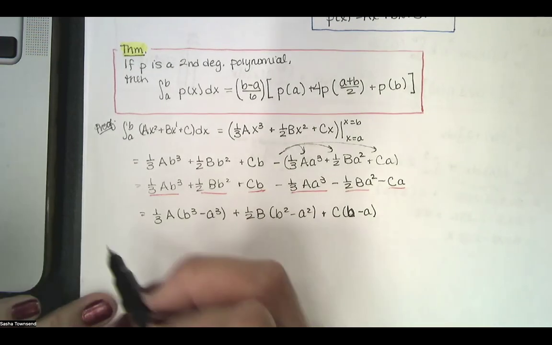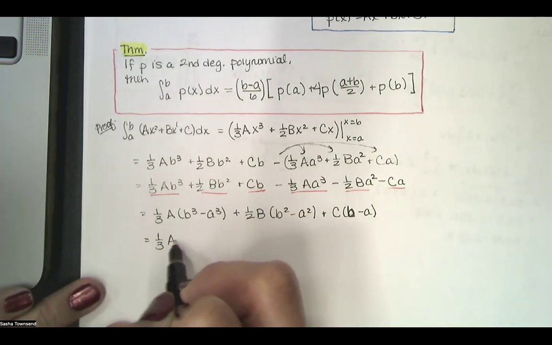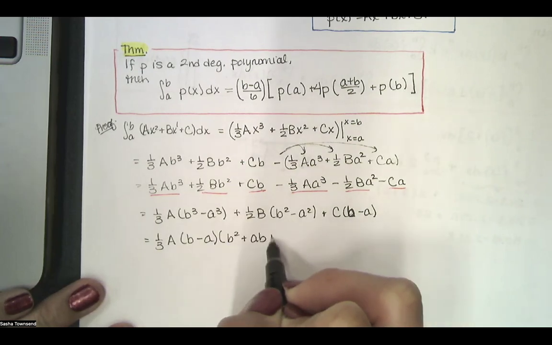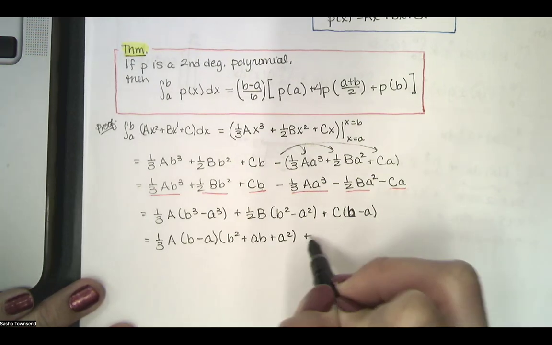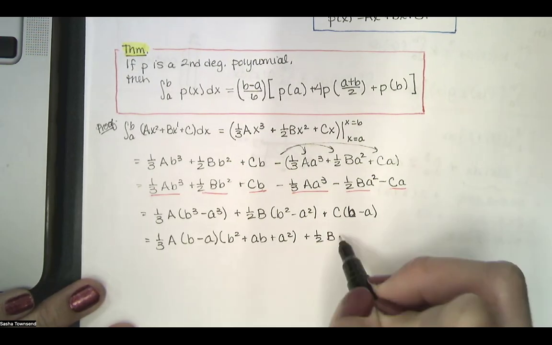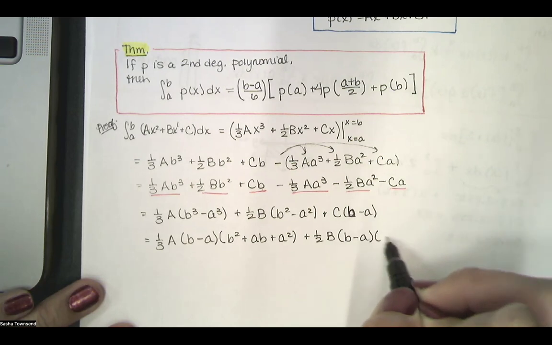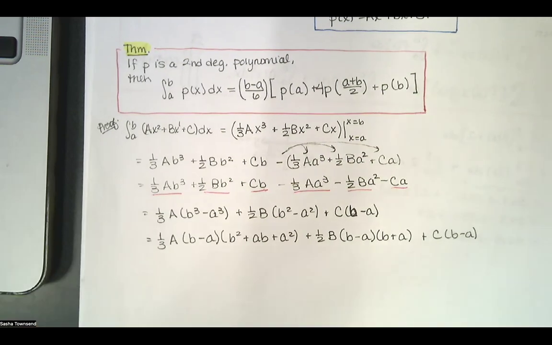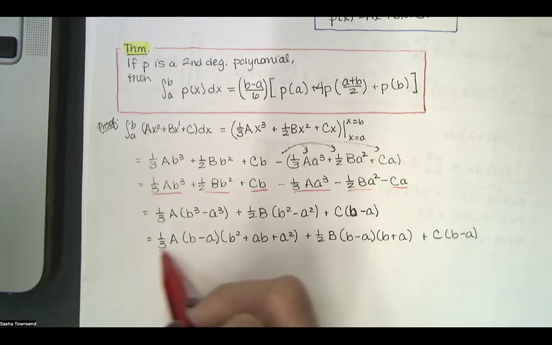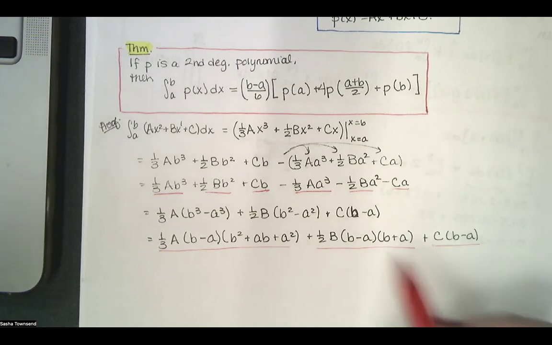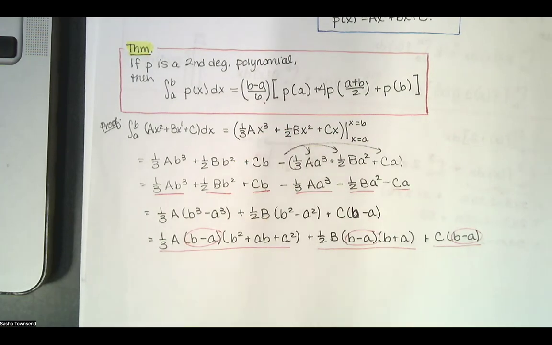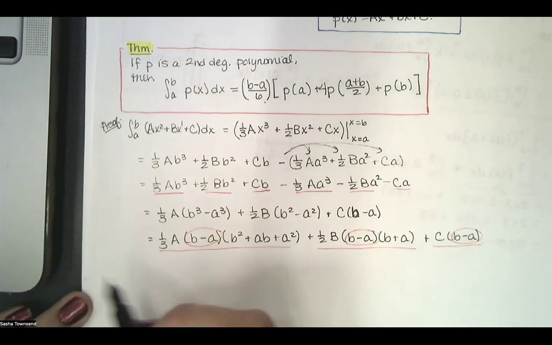Now a difference of cubes factors. That's going to be B minus A times B squared plus AB plus A squared. A difference of squares factors, that's B minus A times B plus A. And then we've got C times B minus A. Now, when we look at all of these, I see that they all have that B minus A in common. And I know I want that 6 in the denominator. So I'm going to factor out a 1/6 times B minus A.